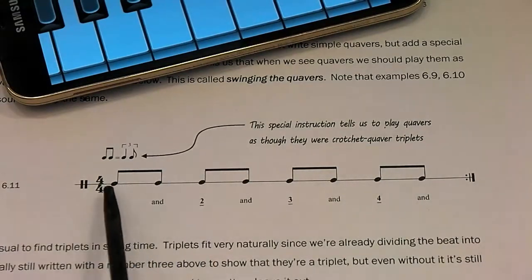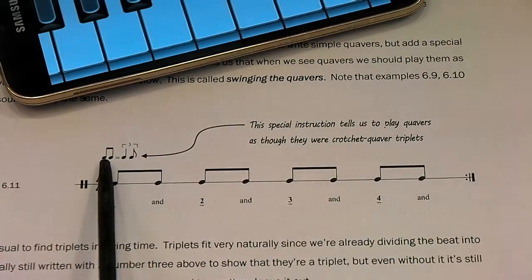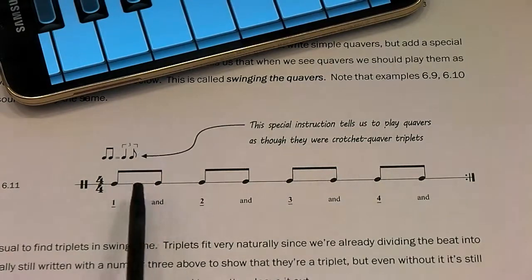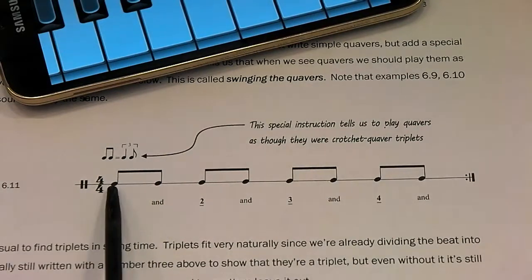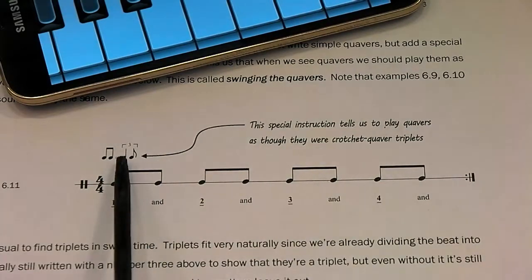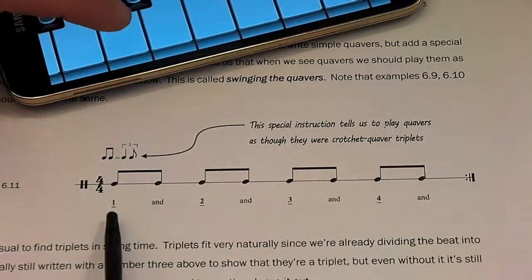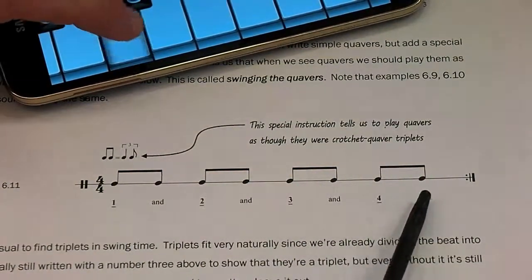What we do is simply write standard quavers like this, but then with this special instruction at the start, which says a quaver pair equals a crotchet quaver triplet. That means that when we see an ordinary quaver pair like that, instead of giving these notes half a beat each, we'll treat them as a crotchet quaver triplet, which means the first one will get two-thirds of the beat and the last one will get the last third of the beat, exactly the same as the examples we've just looked at, like this. 1, 2, 3, 2, 2, 3, 3, 2, 3, 4, 2, 3.